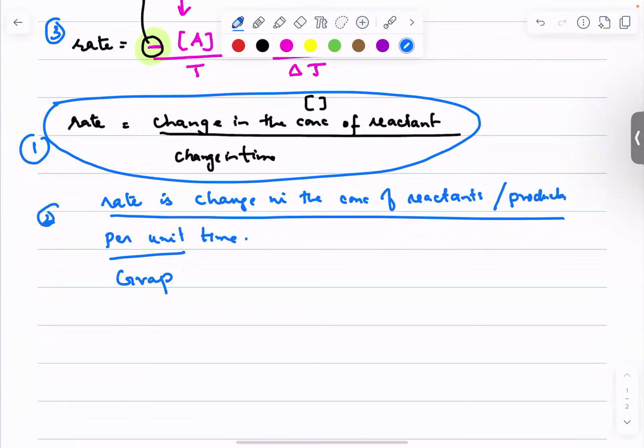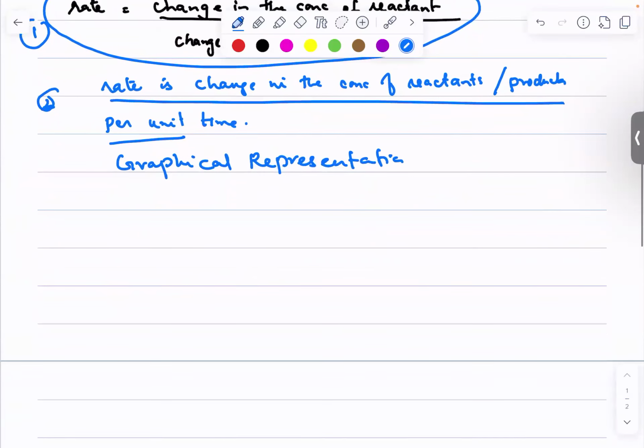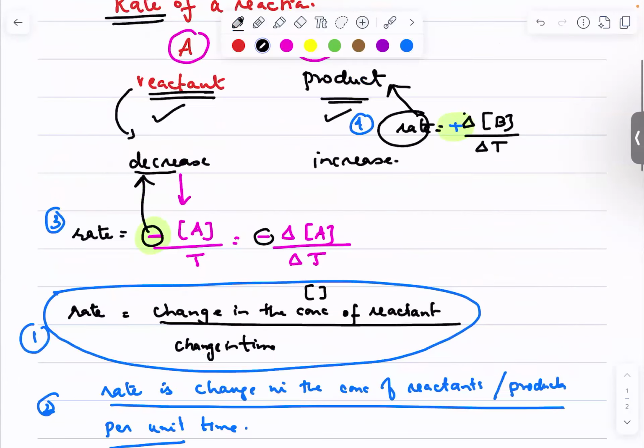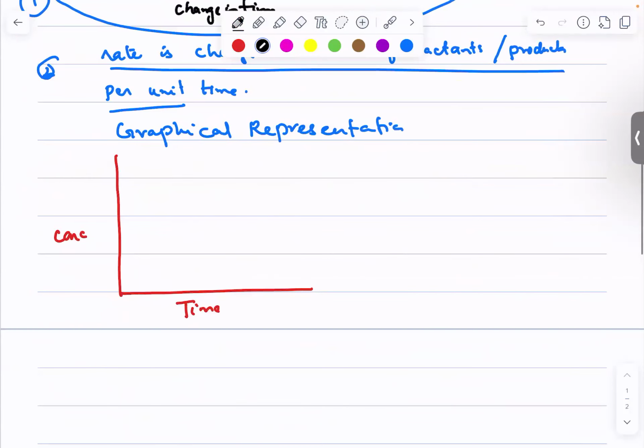Now, for the graphical representation, I'm going to show you the slide afterwards. If I draw a graph between concentration and time, and I am taking the concentration of the reactant, which is A, have a look. If I draw the graph in terms of reactants between concentration and time, what do you think would be the shape of the graph? What do you expect?